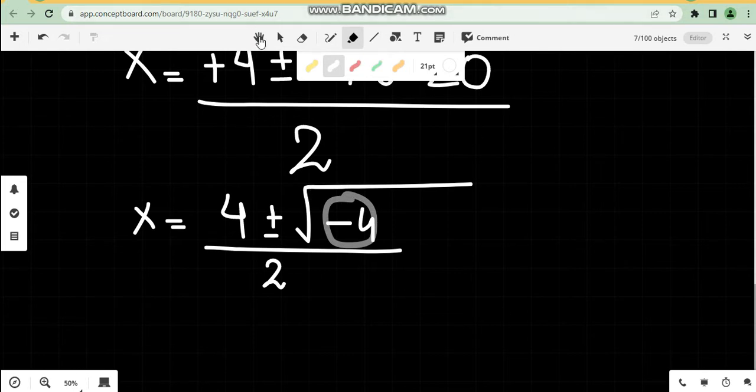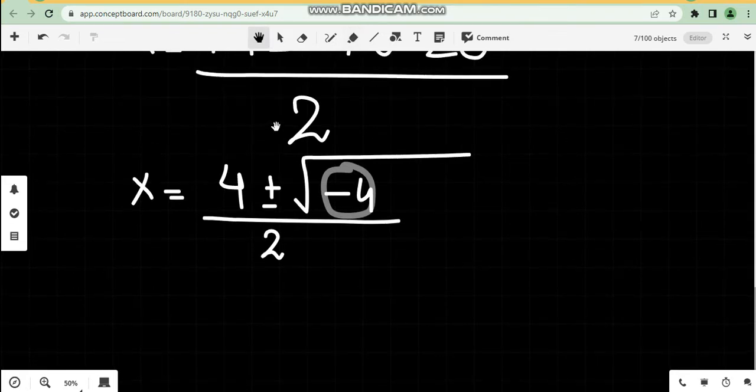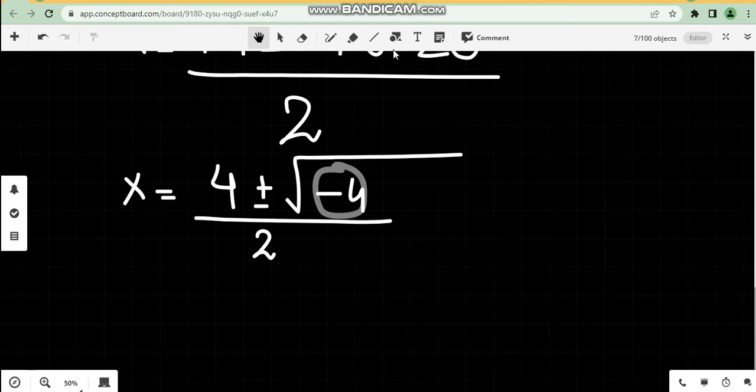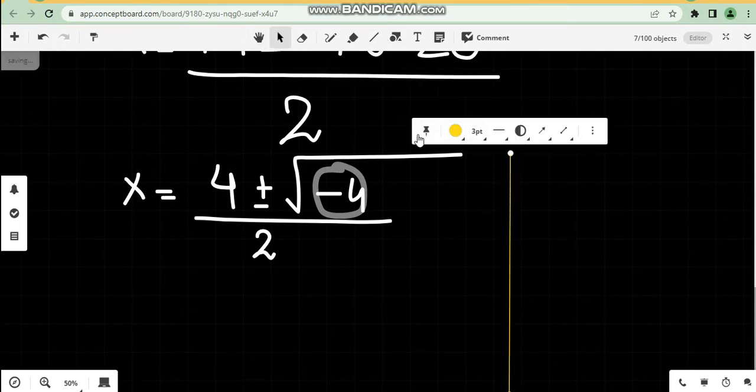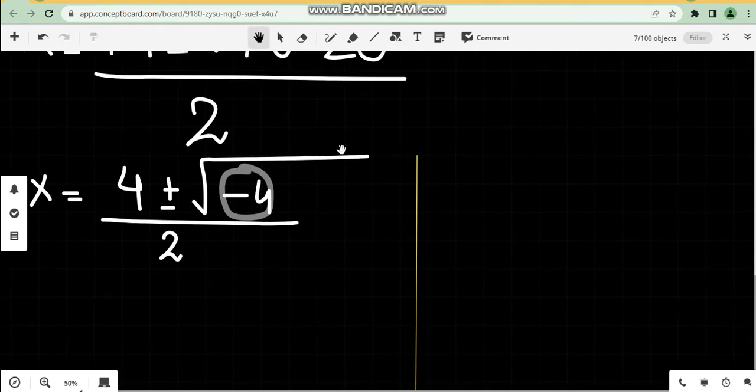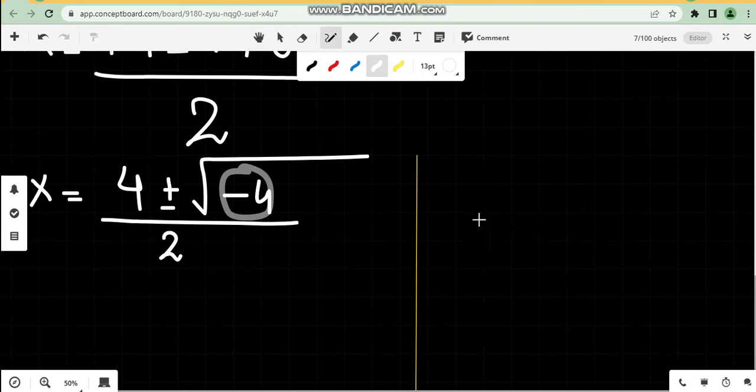To simplify this part, in grade 9 we neglect this negative sign, but in grade 10 and grade 11 students study imaginary numbers, real numbers and imaginary numbers, and how to solve them when they have a radical sign. So in this equation, it's x equals 4 plus minus square root of -4 divided by 2. First of all, I'm going to simplify this part, square root of -4.